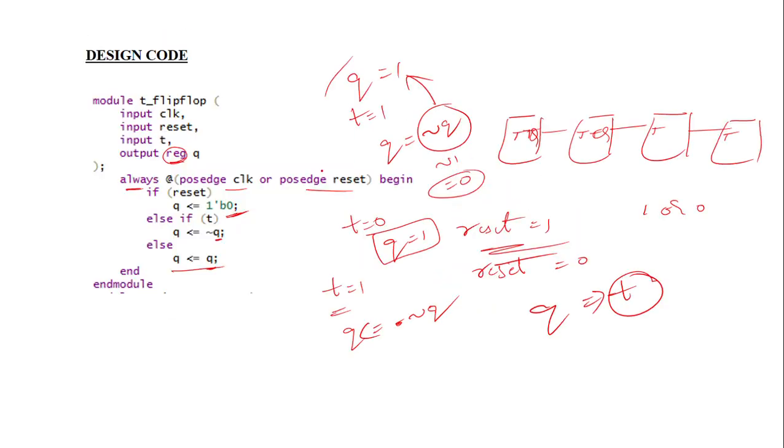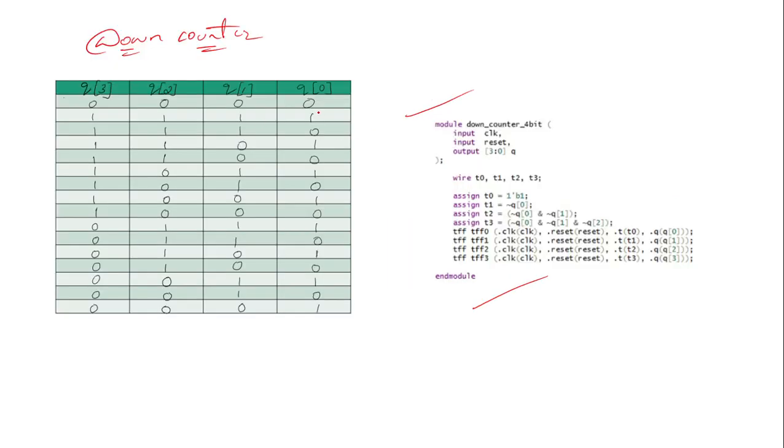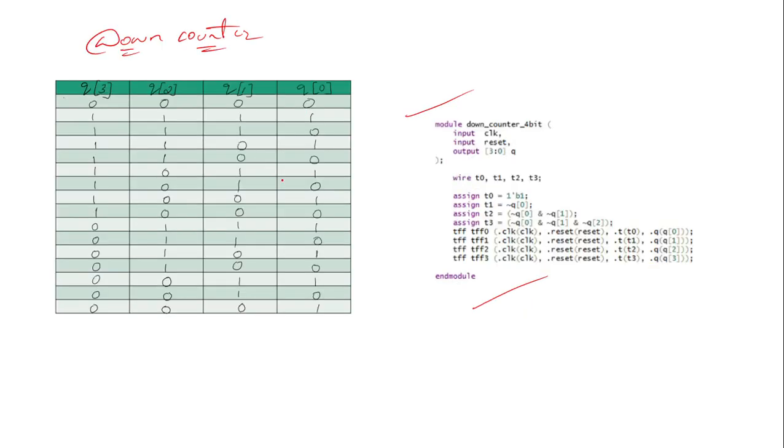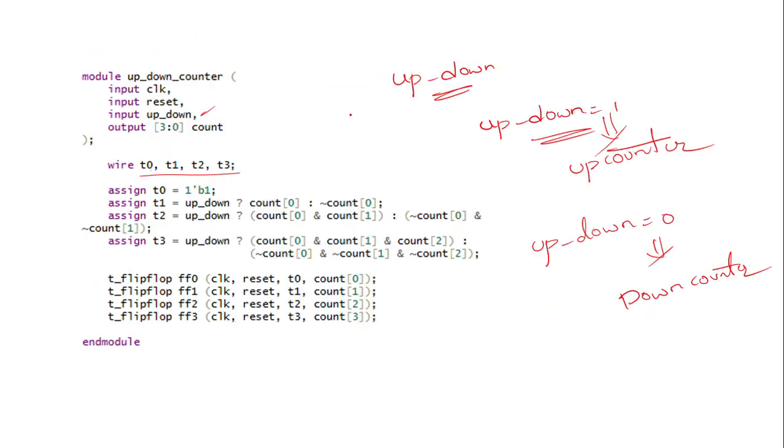T0 is equal to 1 itself, because the last bit is always going to toggle in the truth table. See here, in the up counter design or the down counter design, everything goes 0 to 1, 0 to 1, 1 to 0, again like that. Everywhere the first output is going to toggle only. It toggles whenever the input is equal to 1 for a particular time period. That's why we simply write 1 here.